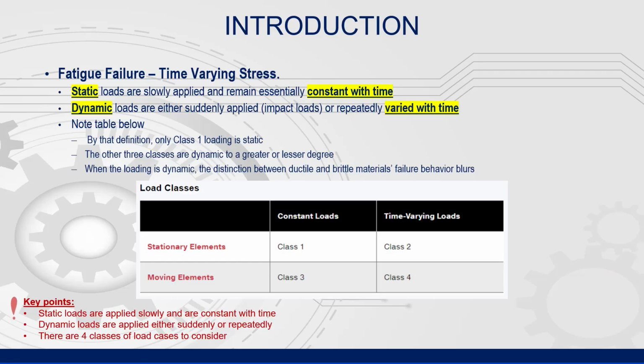Up to this point, we have been discussing static loads. Static loads are applied slowly and remain essentially constant over time. Dynamic loads are applied and then may be removed, or they may fluctuate in their magnitude. These constitute types of cyclical loading. The chart shown here breaks loading cases into 4 different classes.